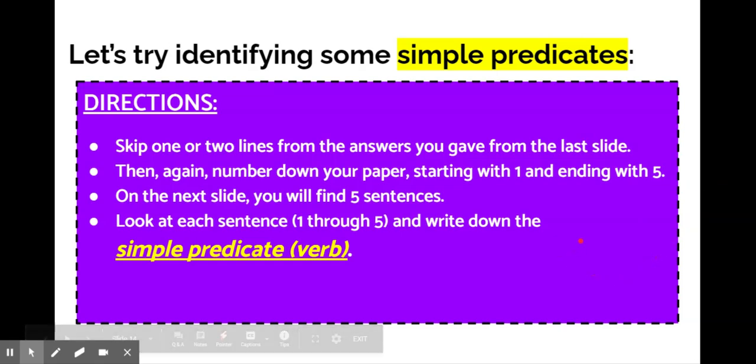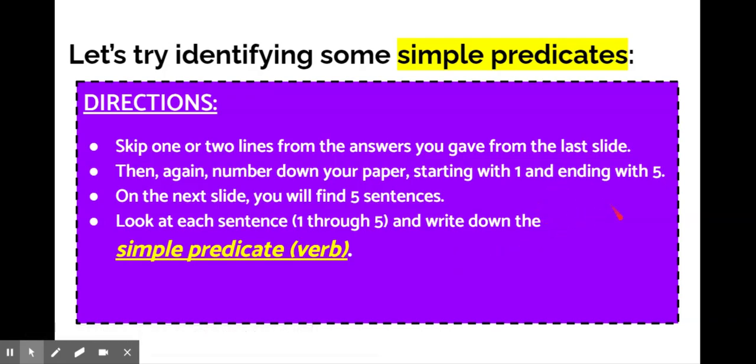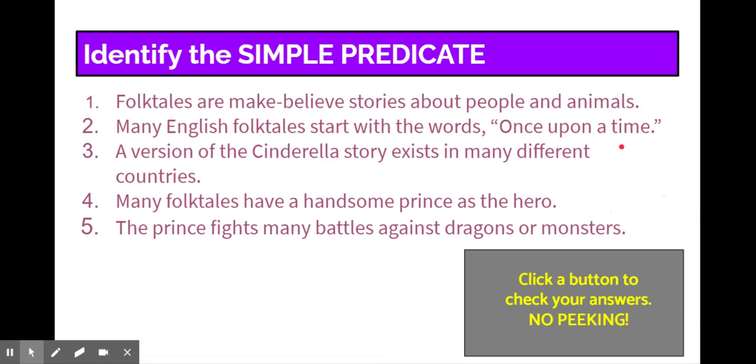Okay, so again, skip a couple of lines, number down your paper 1 through 5. And then on the next slide, you're going to find 5 sentences. Look at each of the sentences 1 through 5 and write down the simple predicate / verb. All right, here we go. I want you to pause your video right now.